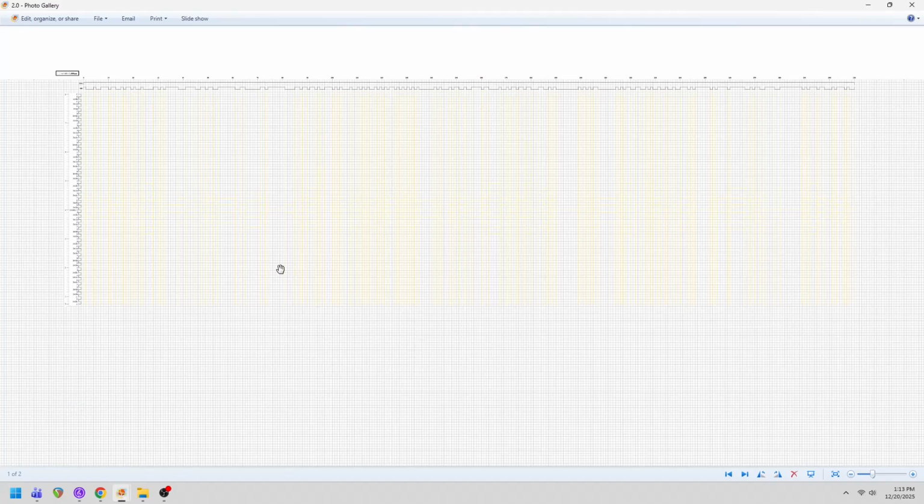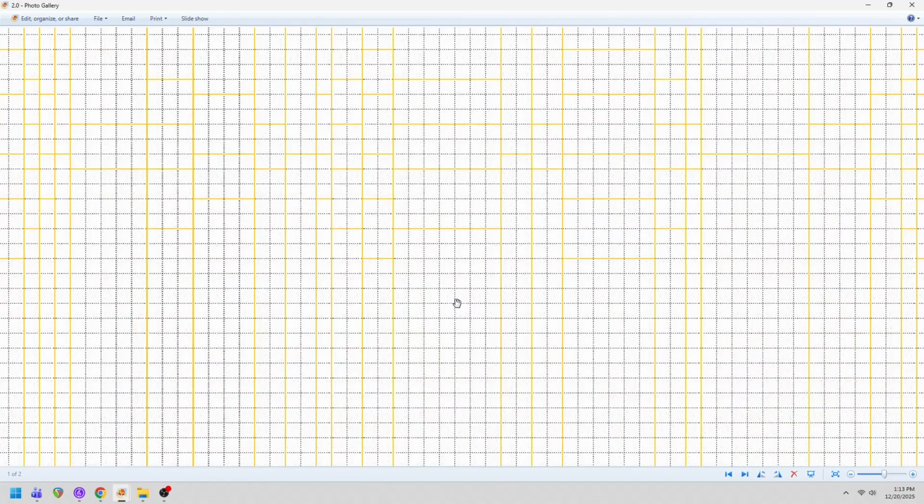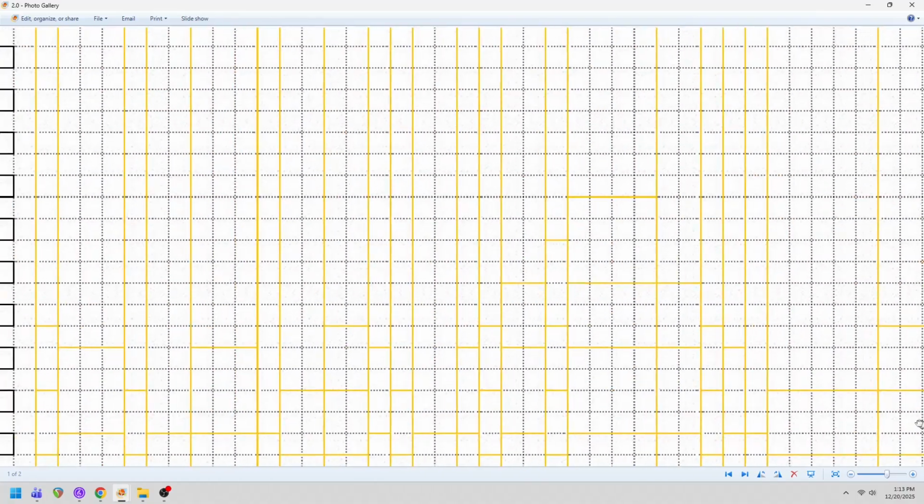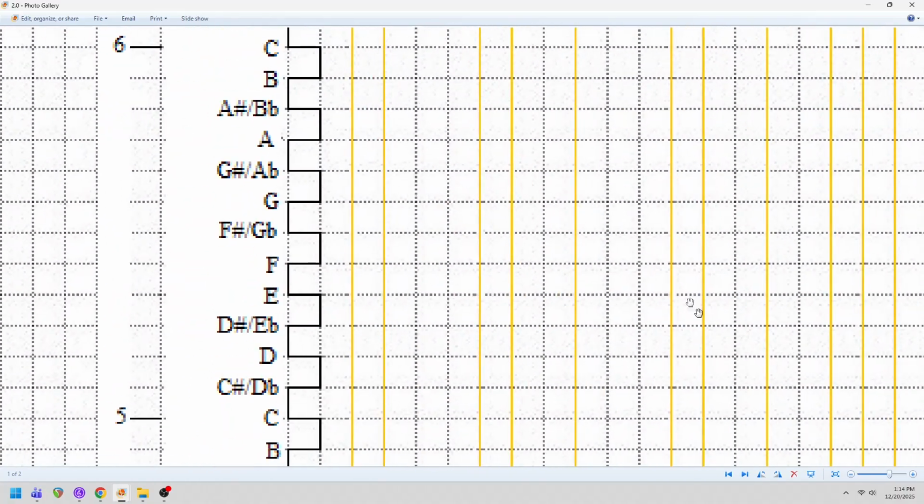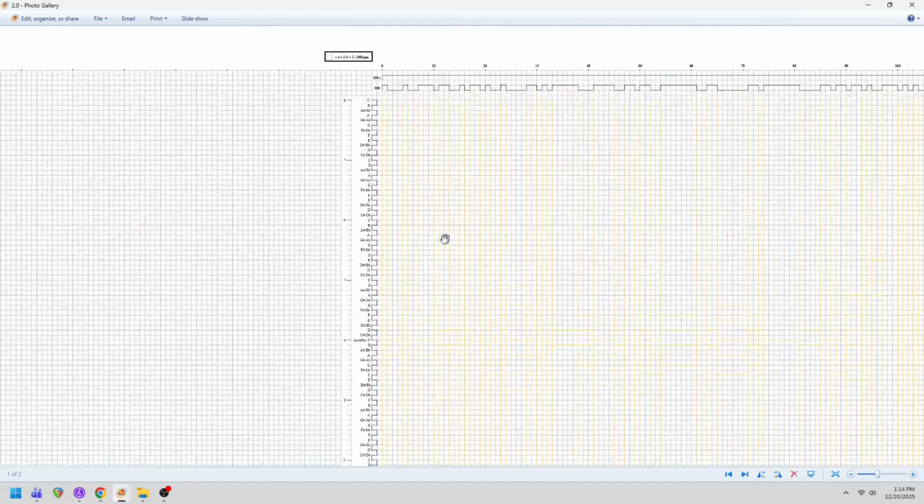I graphed it out. I'm going to need this to create melody and counterpoint. I'm only creating here a harmonic matrix, and here it is. Here's my graphed out harmonic matrix. And you can see I have the pitches here on the left.